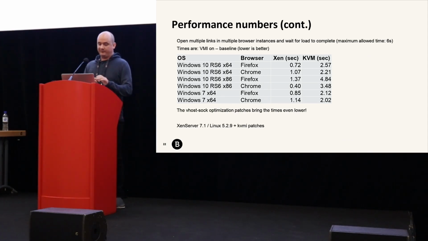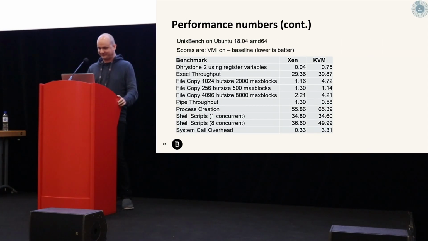There are some vhost-vsock optimizations from Red Hat that bring the numbers almost identical or very close to the Xen ones, which is weird. Again, the communication channel with the Xen hypervisor is very, very lightweight, and the KVM one has a number of layers, and yet somehow the Linux kernel manages to win at this.